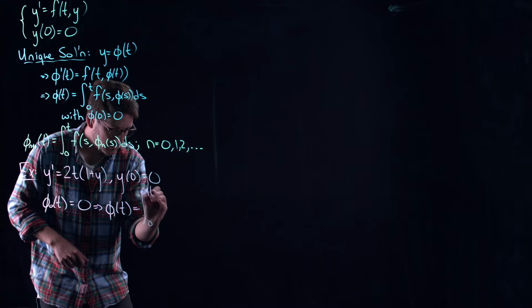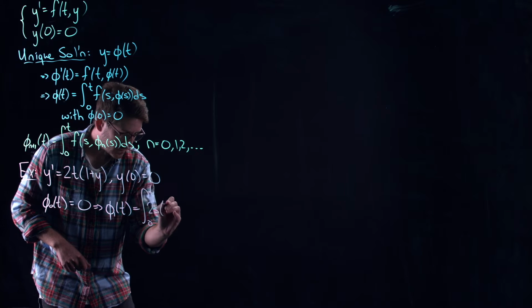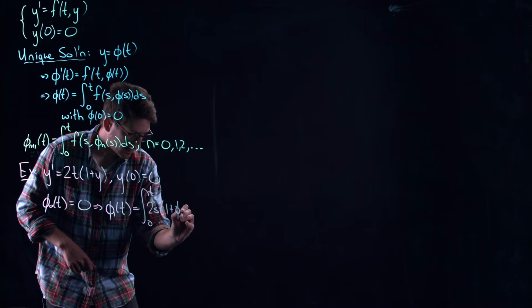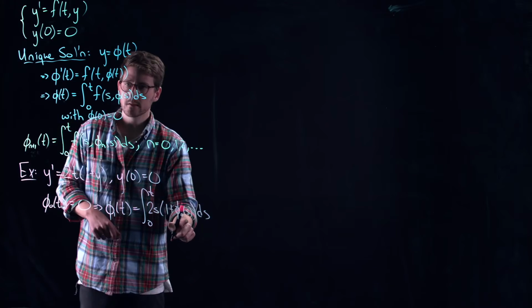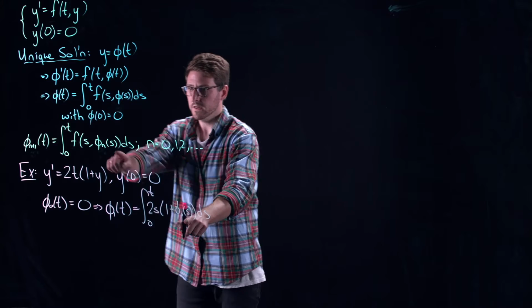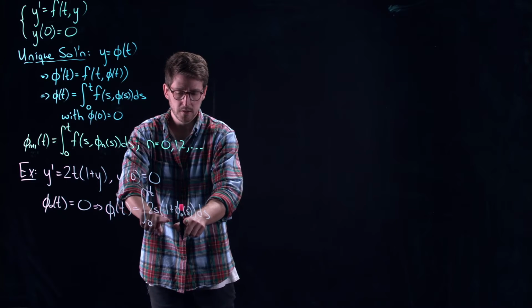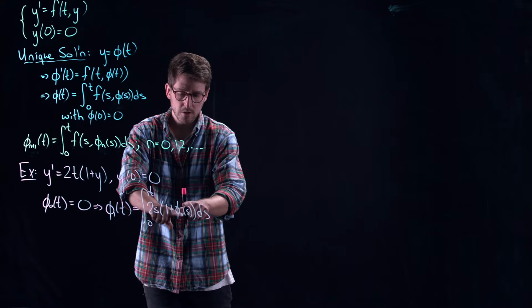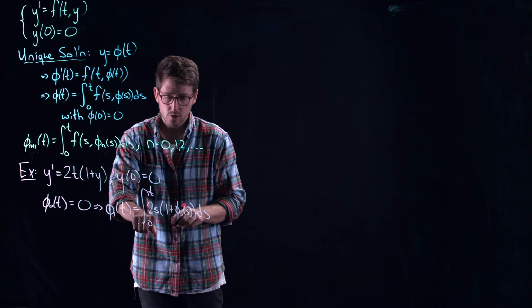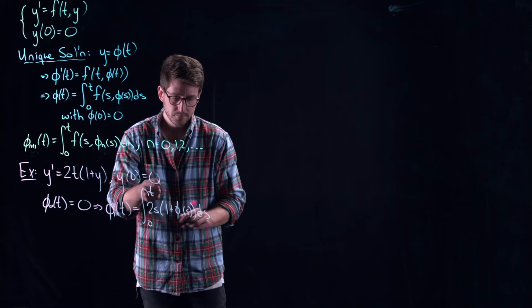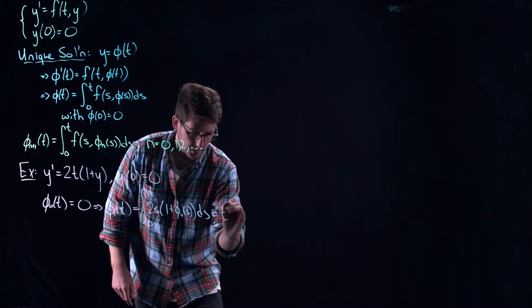If you perform this integral, phi 0 of s ds, so this is f of s comma phi of s, or phi 0 of s. It's just this thing right here being integrated. This is 0, which means that I'm just integrating 2s from 0 to t. This is just t squared.